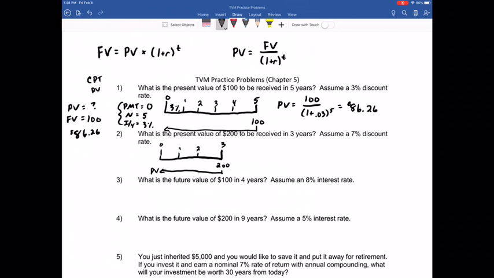So once again, you can solve this both algebraically and with a financial calculator. Solving it algebraically, I have the present value equals the $200 that I will be receiving in 3 years, divided by 1 plus my interest rate, which is 7%, and I'm going to be discounting that back 3 periods. When you do these calculations, you should get a value of $163.26.